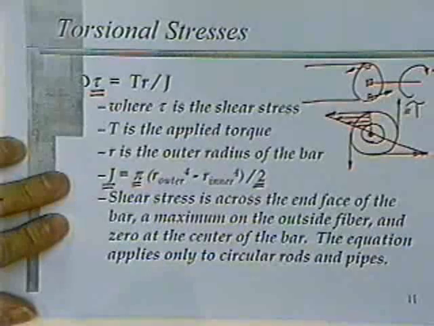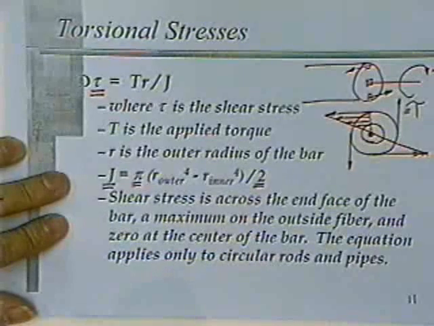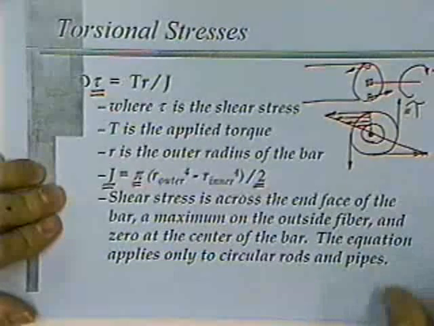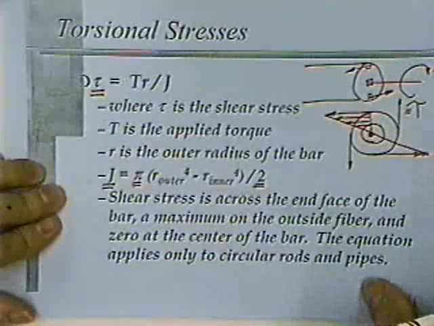And the equation's not good for anything except circular pipes and circular rods, and the circle, the hollowed out piece, has to be in the middle of the bar or reasonably close. It's not good for square bars or structural steel square tubing.